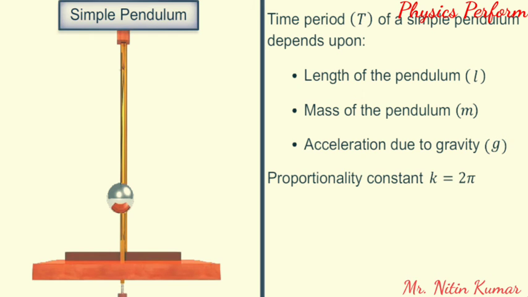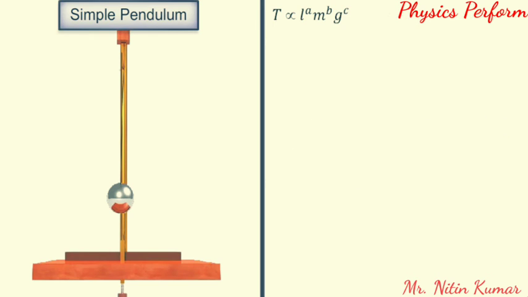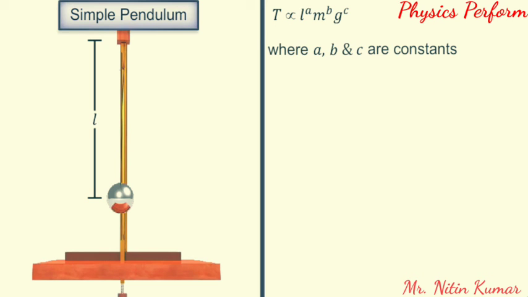We assume that the time period is proportional to L power a, m power b, and g power c, where a, b, and c are constants. Replacing the proportionality symbol, we get a constant k. Hence, the time period is equal to k into L power a, m power b, g power c.